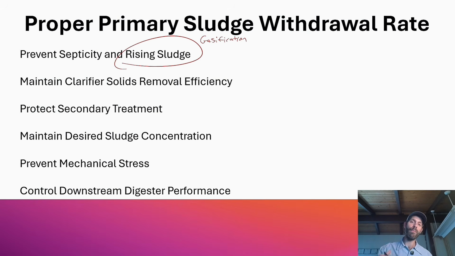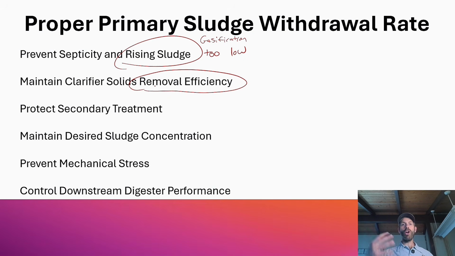How you prevent septicity for the most part in a treatment plant is just keep stuff moving, okay? Keep it moving. And that's not what happened, right? So this is a symptom of what happens when your withdrawal rate is too low. The reason you want it to be at the proper withdrawal rate is you want to maintain clarifier solids removal efficiency. How is removal efficiency hurt when your removal's too low? Well, that rising sludge blanket, that big sludge raft sitting at the top of the clarifier, as the primary effluent tries to go past it, it kind of makes some turbulence past that blanket, and it takes some of those solids over the weirs and onto the next process.